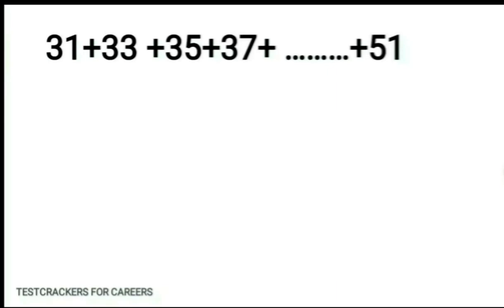Let us find the sum of the series 31 plus 33 plus 35 plus 37 till 51. To find this, we need to find the sum of odd numbers from 31 till 51. To find this, we can find the sum of odd numbers from 1 to 51 and subtract the sum of odd numbers from 1 till 29. That is the odd number before 31.